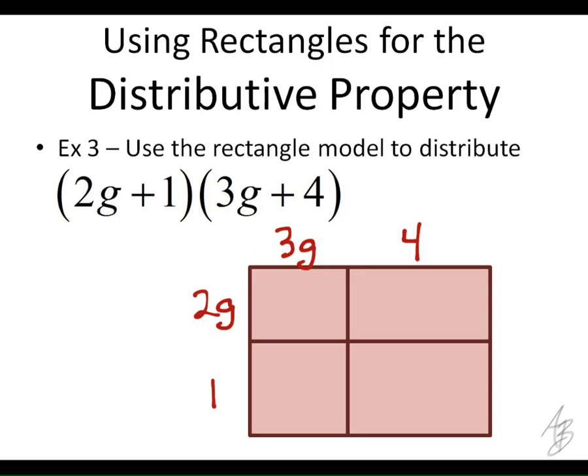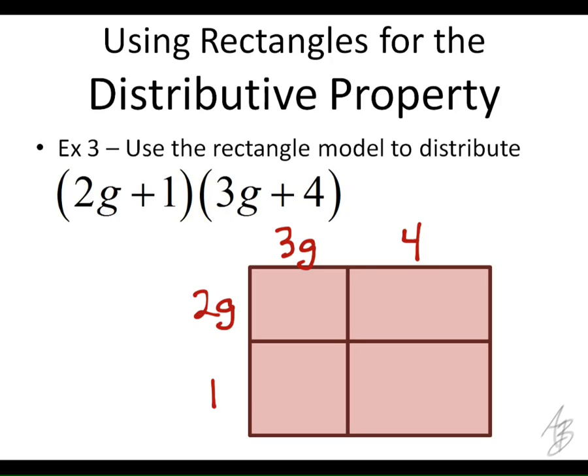Would it be okay if I put the 3g and the 4 here, and the 2g and the 1 over here? We could do that and we would still get the same answer. But would it be okay if I switch the 1 with the 4? So put the 2g and the 4 here, the 3g and the 1 here. Okay, how about if I put the 2g and the 3g here, and the 1 and the 4 here? No. You have to make sure that the 2g and the 1 stay together on one of the sides.